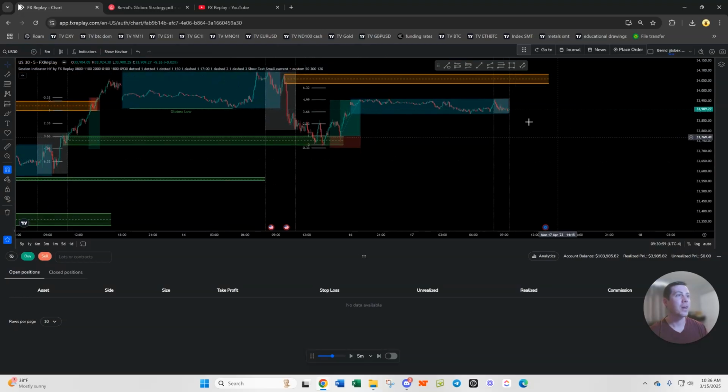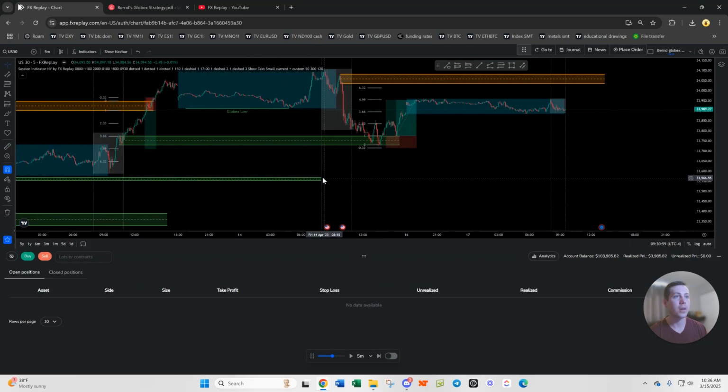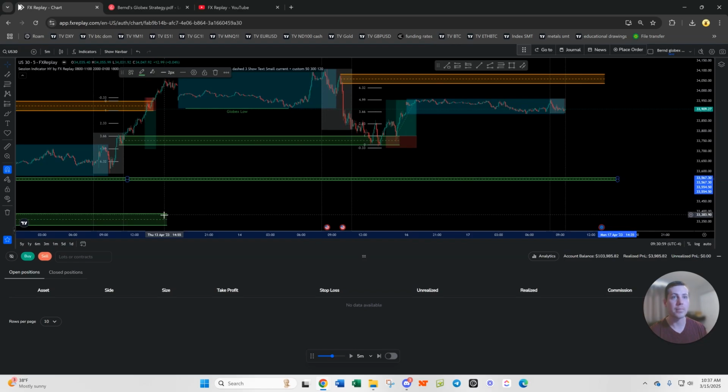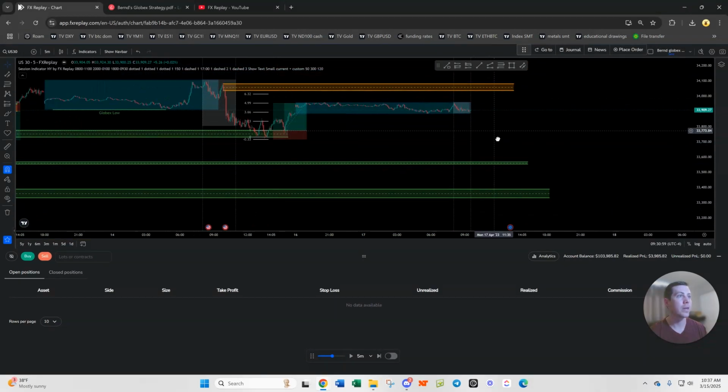Okay, so we've got a potential short opportunity down there. It would have to come quite a ways down to tap into these demand zones down here. So we'll see if we get any trades this day.